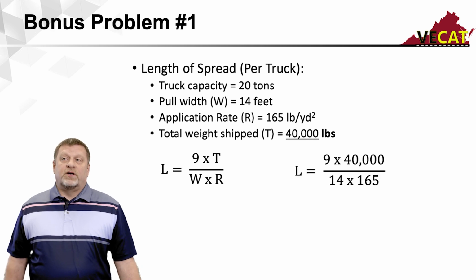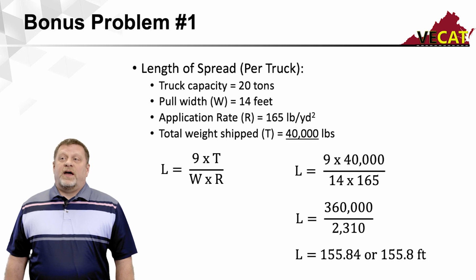Once we've made that conversion, we can input all our variables into our formula and work this through the process. It's going to tell us that if I'm laying a paver width of 14 foot wide at an application rate of 165 pounds per square yard, 20 tons would go about 155.8 feet. So that's how we can figure this out and how long a load of asphalt would apply to this particular roadway.